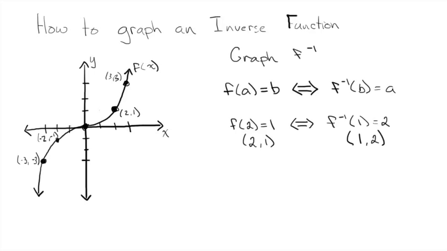Let me use a different color. So (1, 2), this point up here is on our graph. So we kind of think of this point as now this point. What other points do we have? We also had the point (0, 0), right? So if 0 went to 0, well, f inverse would take 0 back to 0. So (0, 0) is on both graphs.